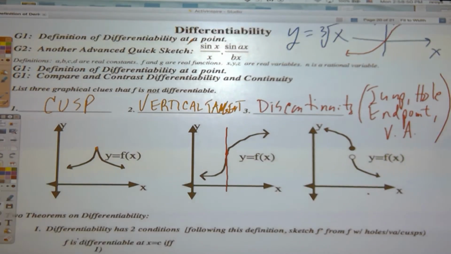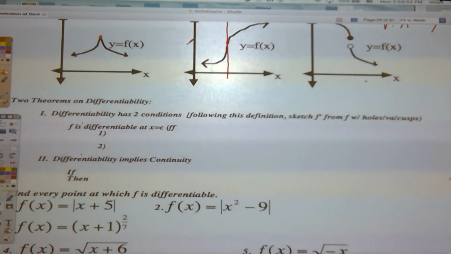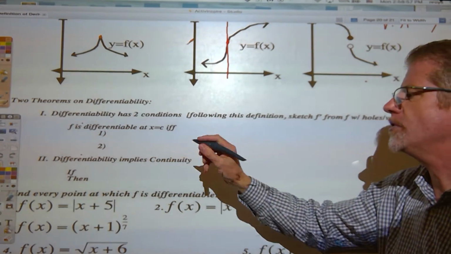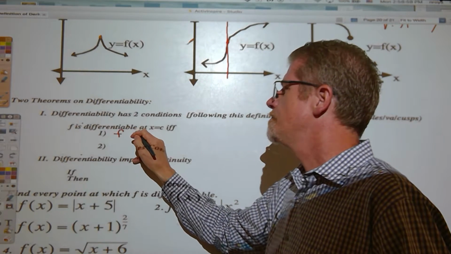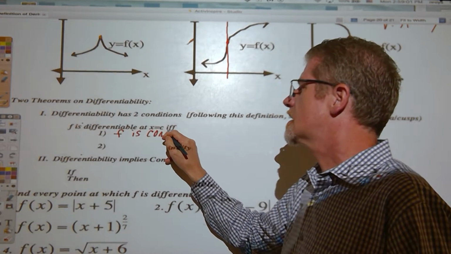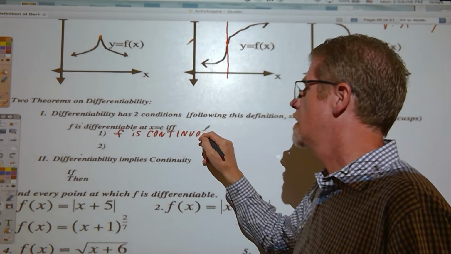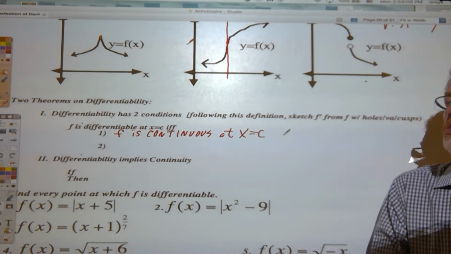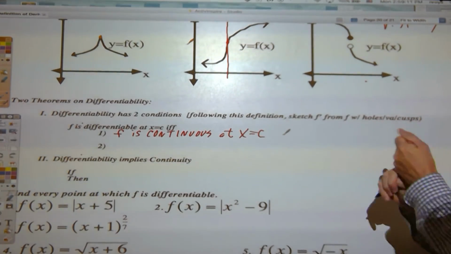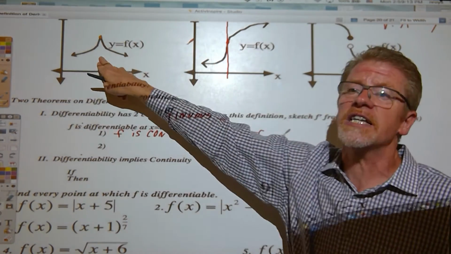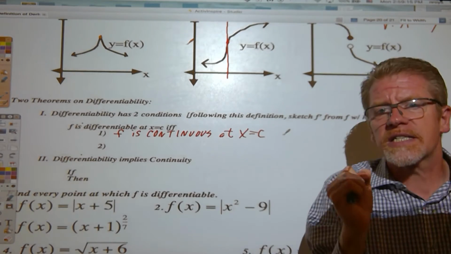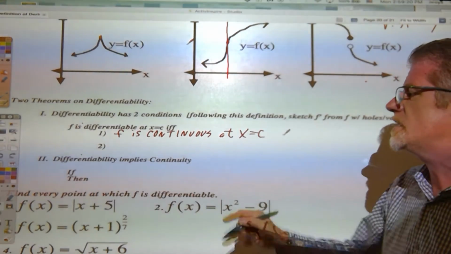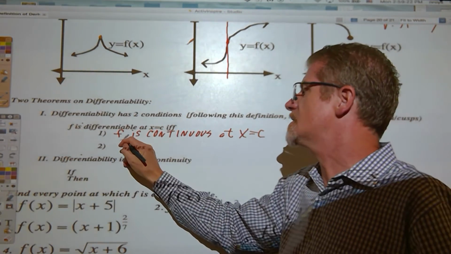So here we go. The official definition of differentiability is that f is differentiable at x equals c if and only if f is continuous at x equals c. So we need continuity. But clearly we need more than continuity, because here at this cusp, the function is continuous, but we don't have differentiability. So we need another condition. And the condition is this.